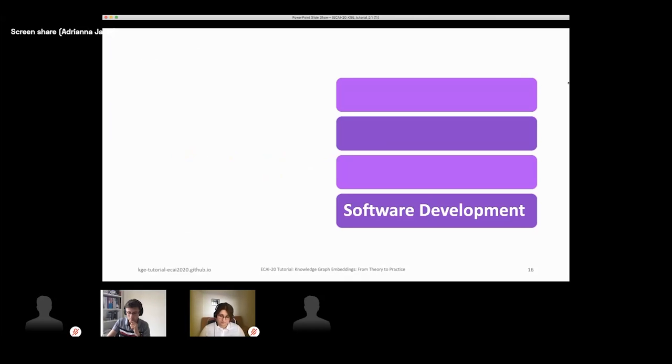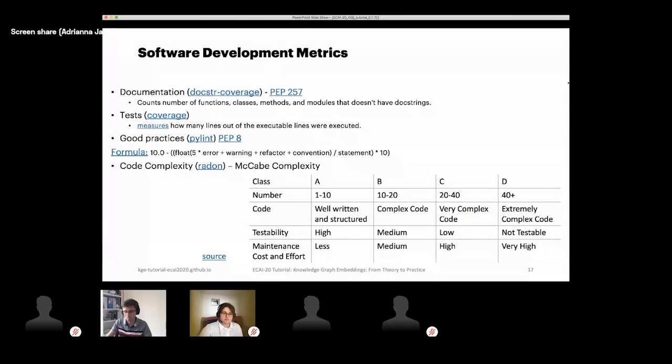Let's move on to the software development, which is our final section here. And we will be looking into different metrics, but why we look at it in the first place. So when you have a library which is well documented, well tested, and that follows good practices, it's much easier to learn and use this library, and the learning curve is less steep to do so. And following good practice is important for quality reasons as well. So we looked at four different metrics for documentation and tests coverage, good practices, and code complexity with Maccabi complexity.